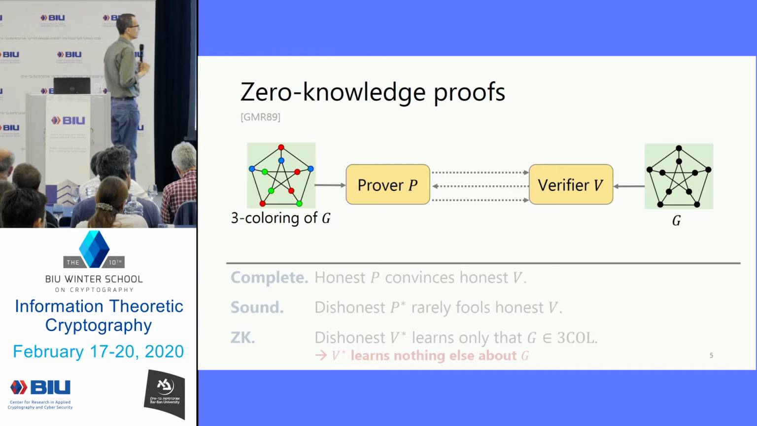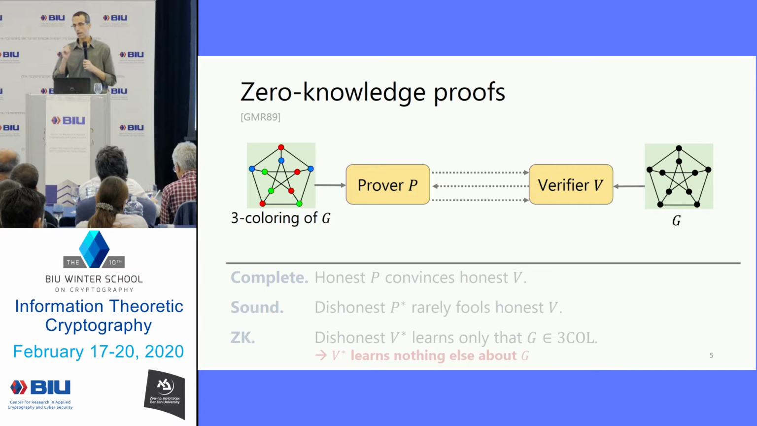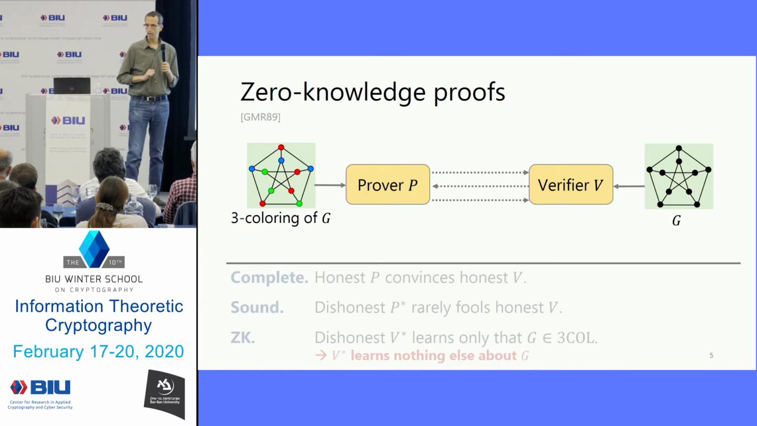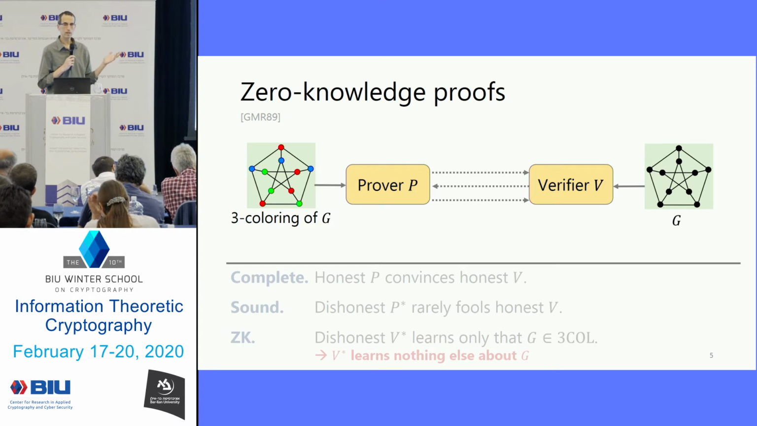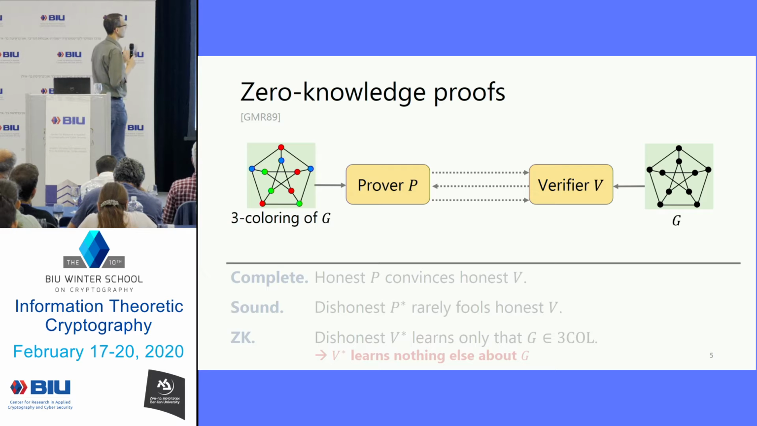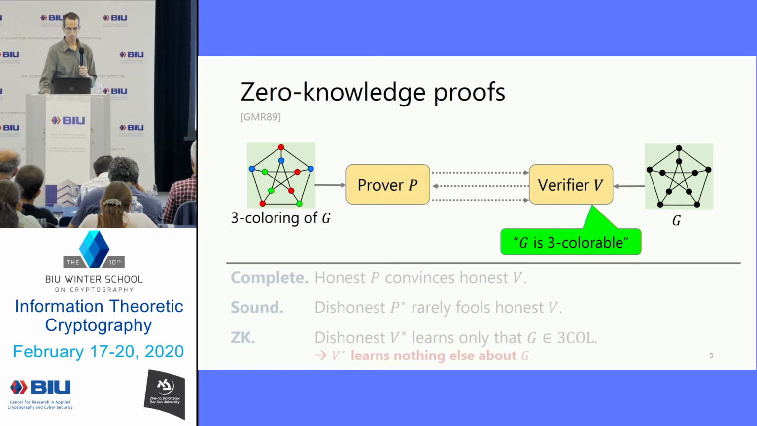So here is one of our main tools, zero knowledge proofs. If you know it, fine, but even if not, I'm going to give a little taste of it. This idea was presented by Goldwasser, Micali, and Rackoff in the 80s. The idea is as follows. We want a proof between a prover P and a verifier V that has three properties.